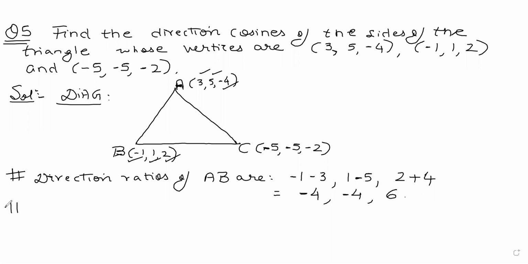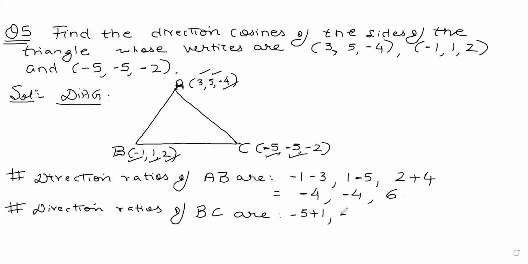Now similarly, guys, we can work out the direction ratios. What are the direction ratios of BC? So I can say that the direction ratios of BC are minus 5, minus of minus 1. That makes it minus 5 plus 1, minus 5, minus 1, minus 2, minus 2. So this becomes minus 4, minus 6, minus 4.